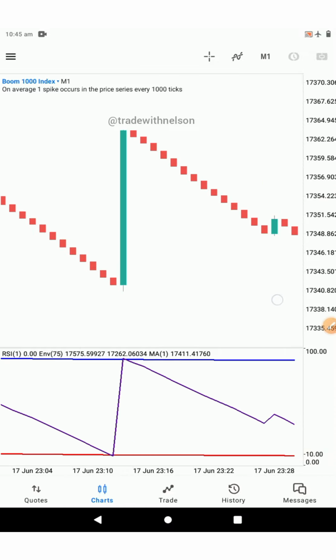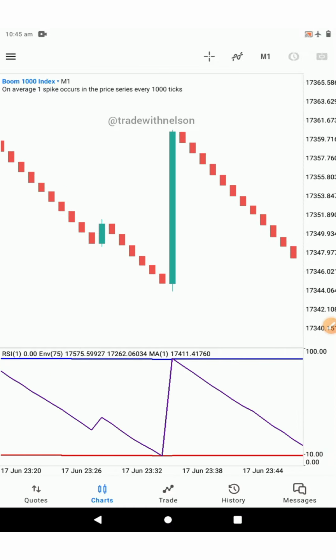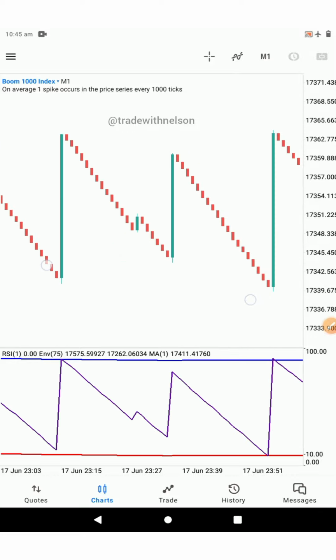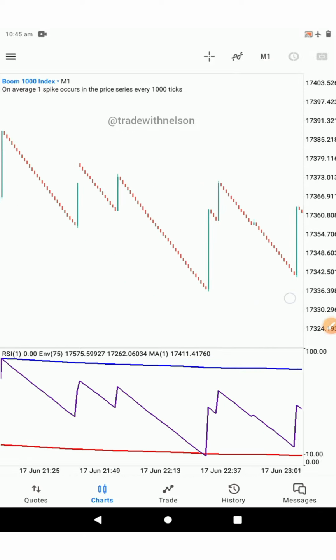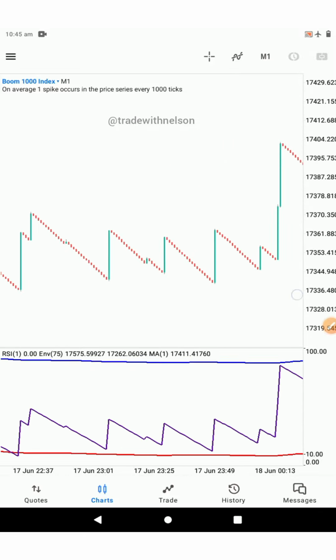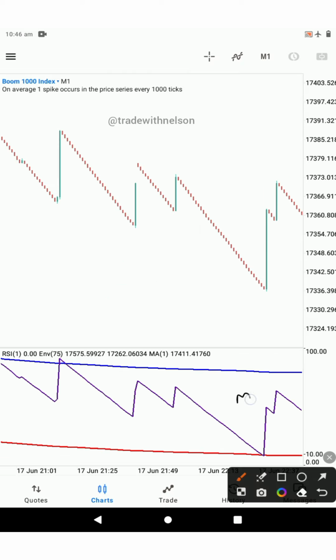The first thing you want to pay attention to is the zoom level. Let's say this is the innermost zoom. You want to zoom in 3 times: 1, 2, 3. So this is the best zoom level for this strategy. These are my indicators. I have the moving average. I have the envelopes, which are this red and this blue. And you can see the level of the RSI, which the envelopes are following.